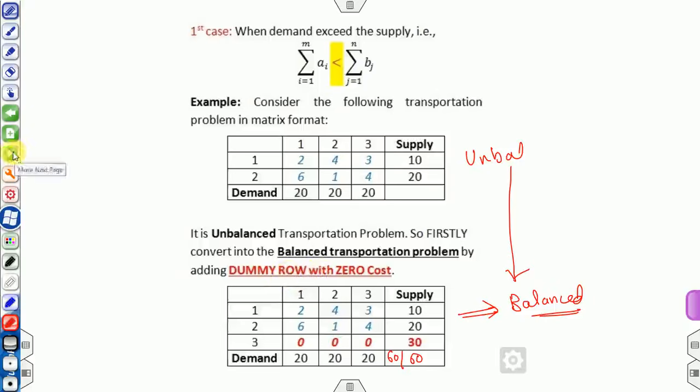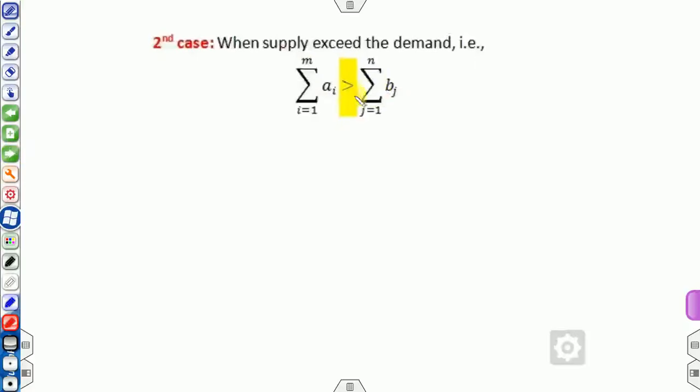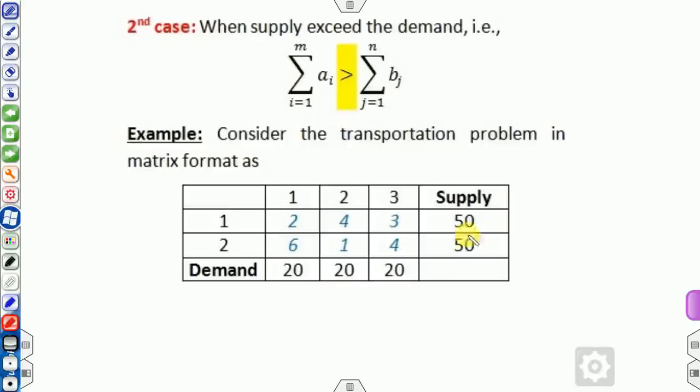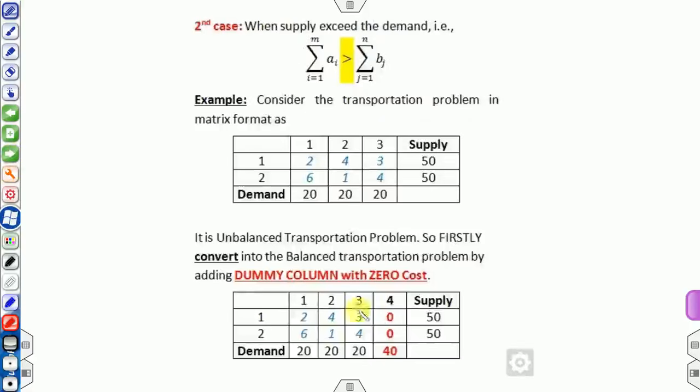Look at the second example, when the supply exceeds the demand. Here the total supply is 100 and the total demand is 60. Again, these are not equal, so this is an unbalanced problem. So what will we do? You have to add another destination whose value is 40 and whose costs are 0. That is a dummy column. Now the total is 100 here and again 100 there, so this is a balanced one.